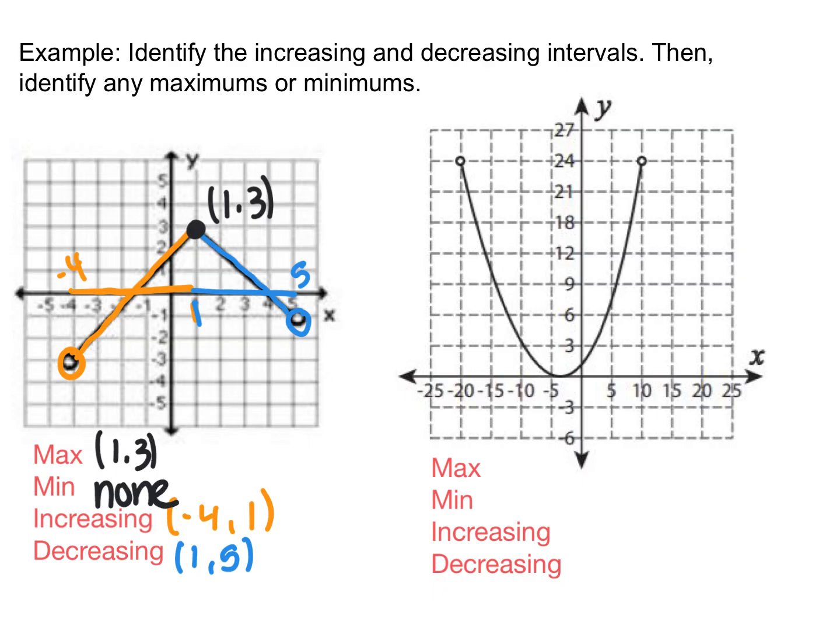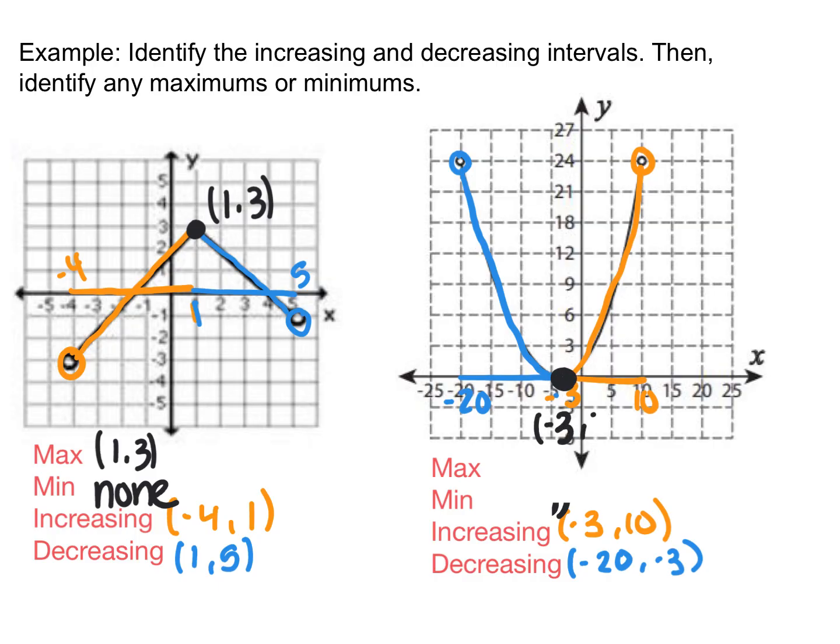For my next example, I start by decreasing. So from this open circle down to here, which we're going to estimate is about at -3. So from -20 to -3, it's decreasing. And then from -3 up until here, it's increasing. So from -3 to 10, it increases. I have a minimum right here at -3, 0. I don't have a maximum, so my max is none.